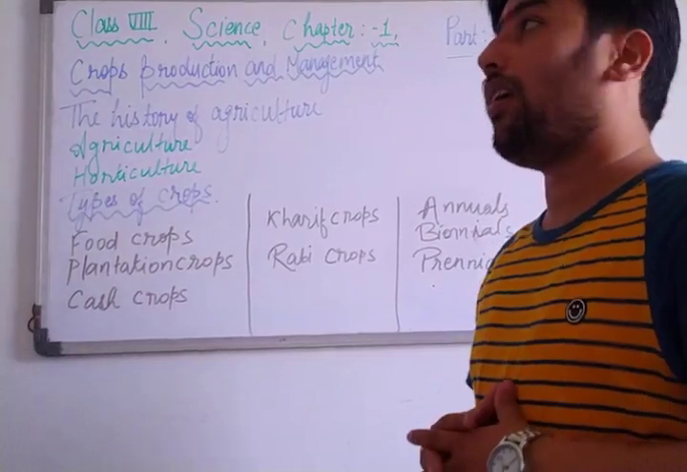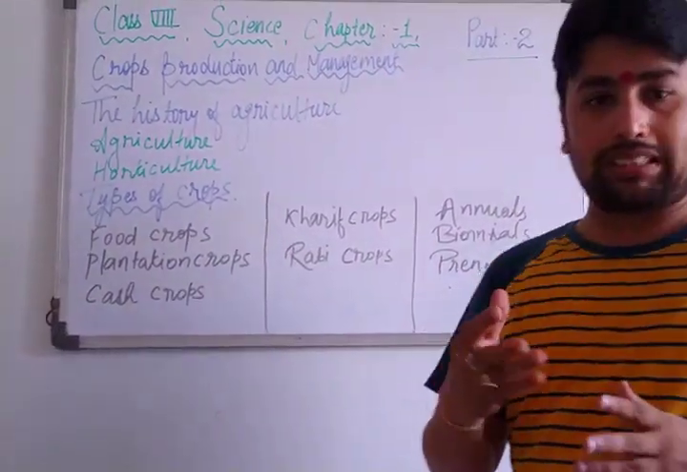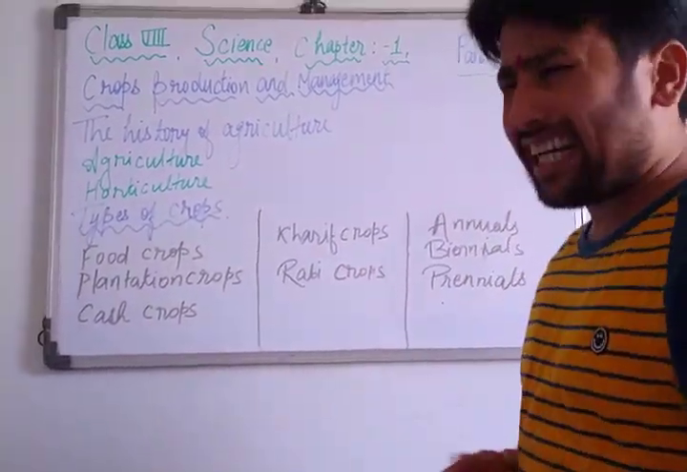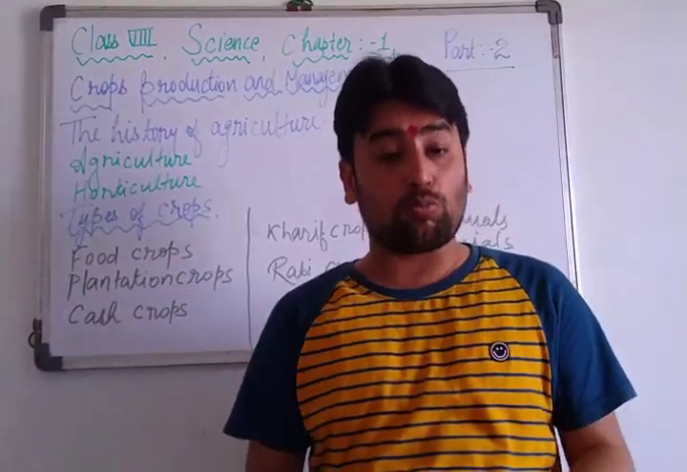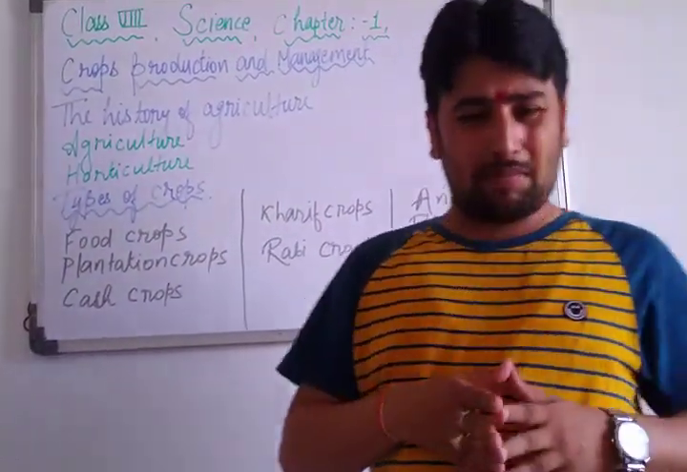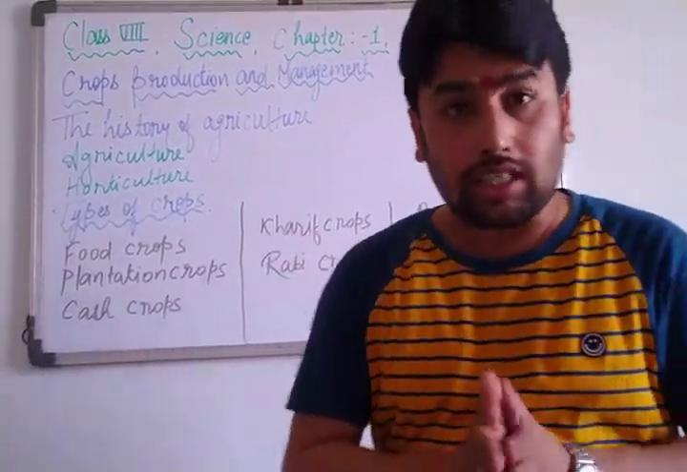And can you tell me the name of some kharif crops? Yesterday also I asked you: paddy or rice, which requires more and more water for growing. Maize, soya bean, cotton, and many more are examples of kharif crops.